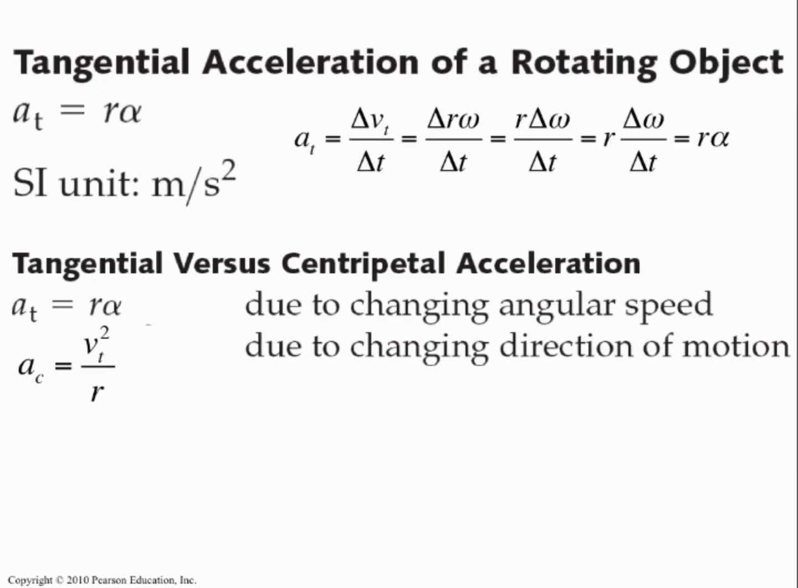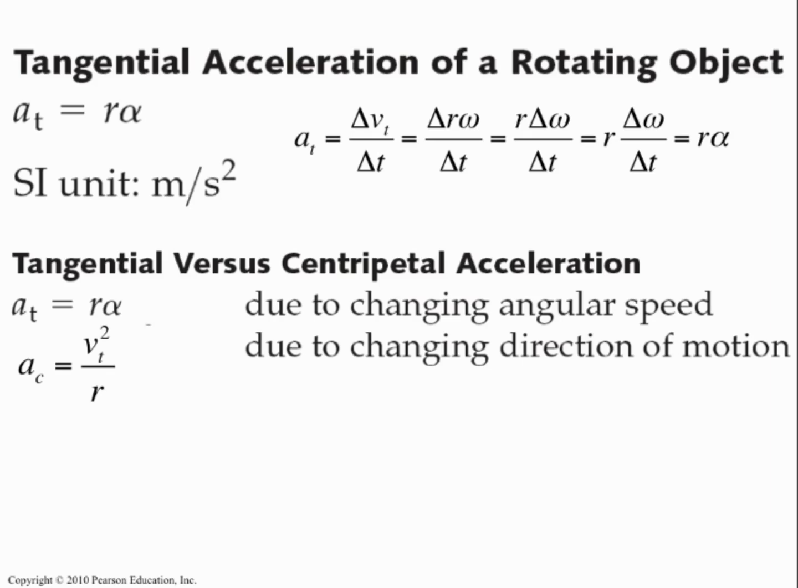So these are two kinds of acceleration, and most objects that are moving in a circle will have both kinds of acceleration. Of course, if it's moving in a circle at constant speed, the a sub t will be 0. But if the speed is changing at all, then the object moving in a circle will have both an a sub t and an a sub c.